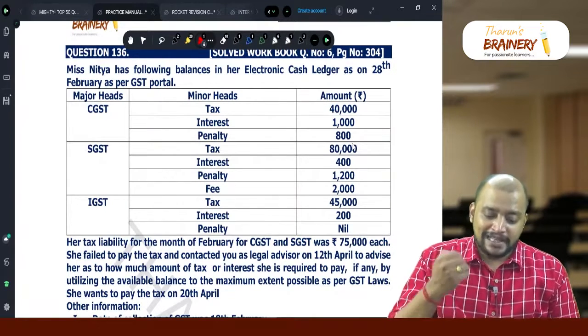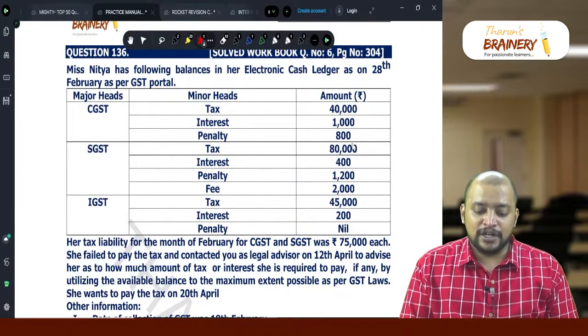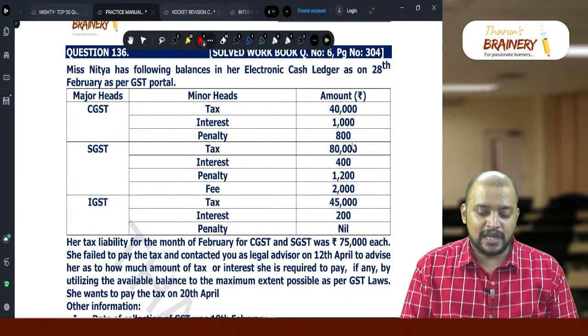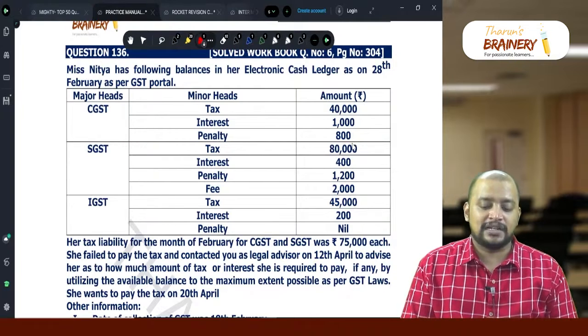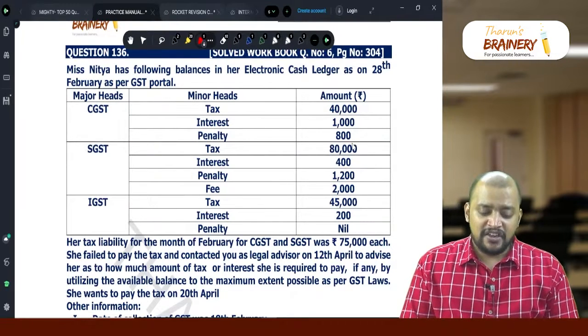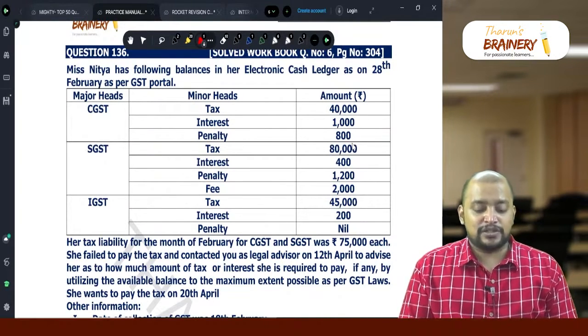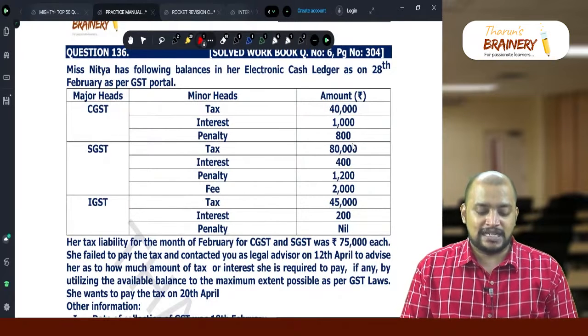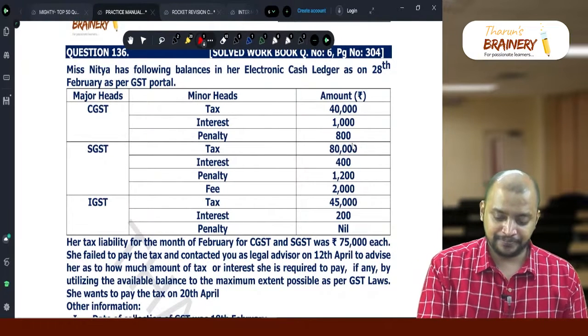Her liability for the month of February for CGST and SGST was 75,000 each. She failed to pay the tax and contacted you as a legal advisor on 12th April to advise her as to how much tax or interest she is required to pay, if any, by utilizing the available balance to the maximum extent possible as per GST. She wants to pay tax by 20th April.